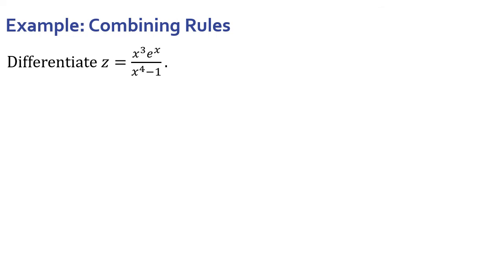Okay, let's look at this one. So this one, oh my gosh, it's a little more complicated, right? We have products, we have quotients, we have so much stuff. We have e to the x's. So let's go slowly. So the first thing I see is that I have two things getting divided by each other. So we're going to start with the quotient rule.